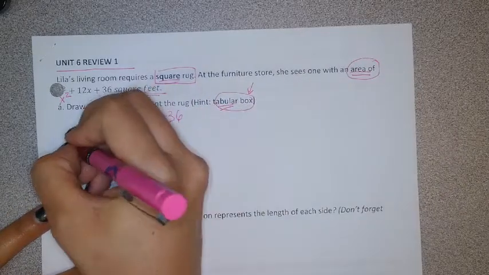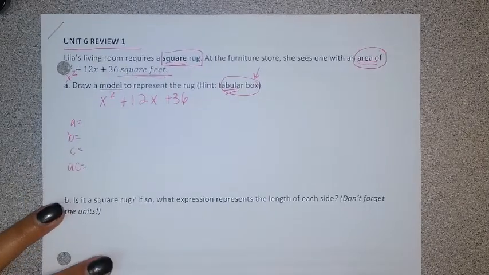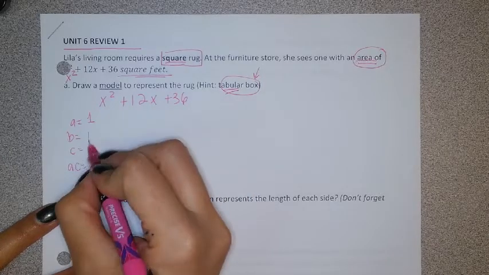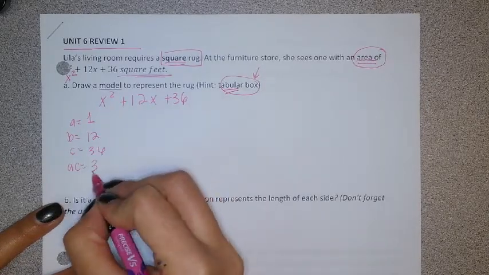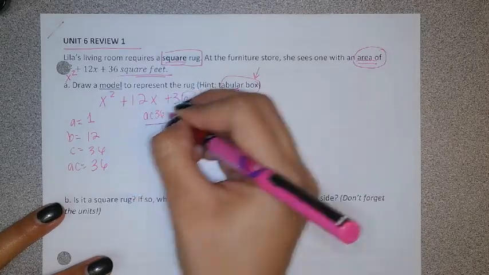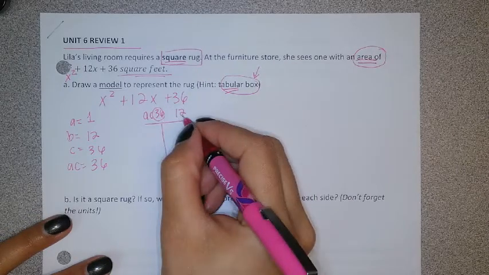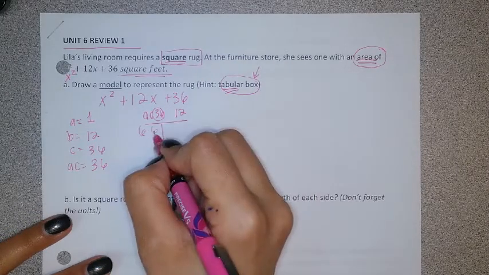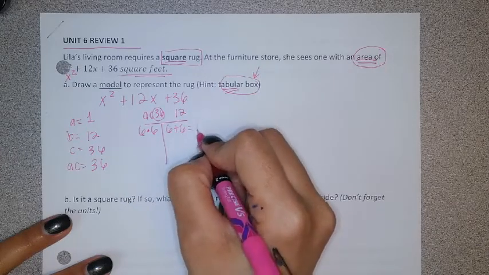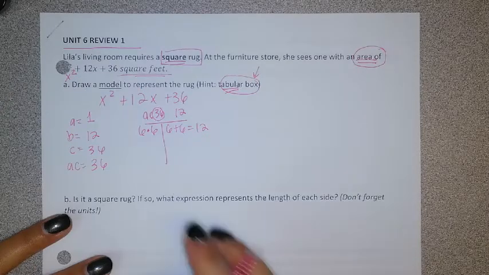If it gives you your A, B, C, and AC, like you were taught earlier in the lesson, that's fine. This is 12, this is 36, your AC would be positive 36, and your B is 12. So here we would find factors of 36 that add up to positive 12, and it would be 6 times 6, and it works out because remember it's a square, that works.